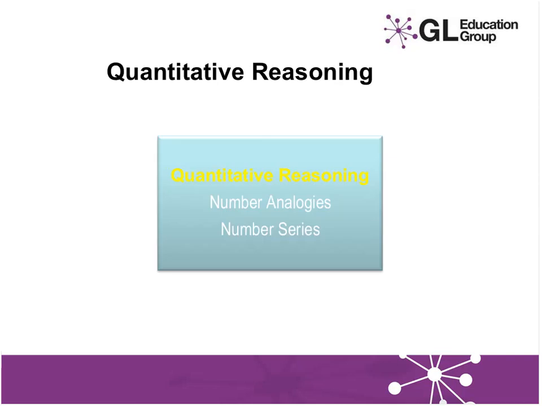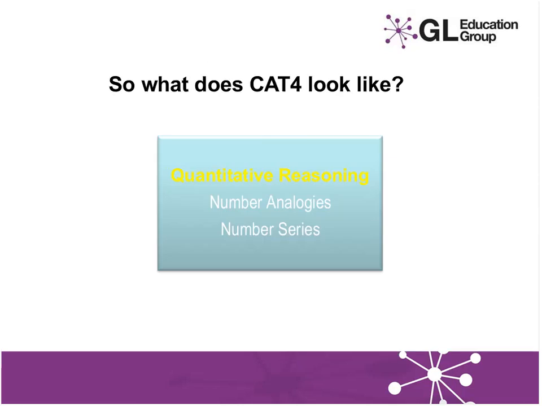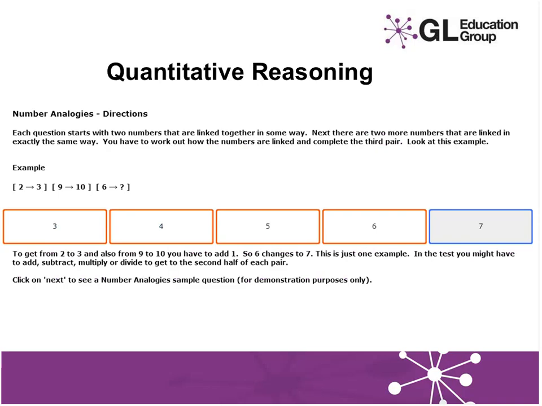Quantitative reasoning, this consists of number analogies and number series. So you can see this is the sort of question where it's more about patterns. So in the example given there, to get from 2 to 3 and also from 9 to 10, you just have to add 1. So therefore, the answer for this question is 7, because 6, if you add 1, is then 7. So again, just one example. It might be that there's subtraction, multiplication, division questions instead.